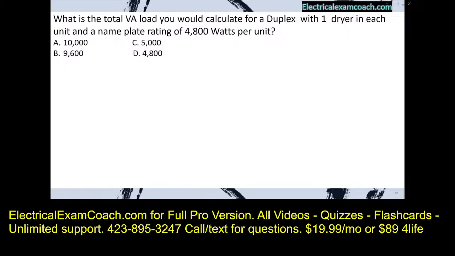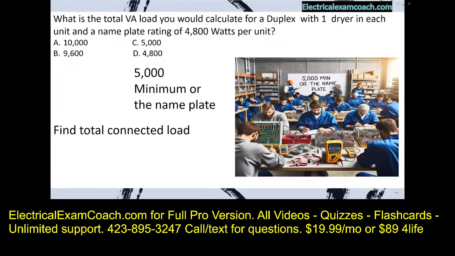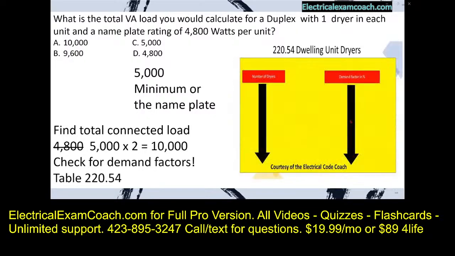What is the total VA load you would calculate for one duplex with one dryer in each unit and a nameplate rating of 4,800 watts per unit? First thing we're going to do is we're going to find the total connected load. We know that it's a 5,000 minimum or the nameplate, whichever is larger. So the 4,800 is out and the 5,000 is in. Then we have to multiply it by our 2 units, and that gives us 10,000. Now we check for demand factors. For this, we head over to table 220.54. And we're going to find that 1 through 4 ranges is calculated at 100%. And we're going to select A.